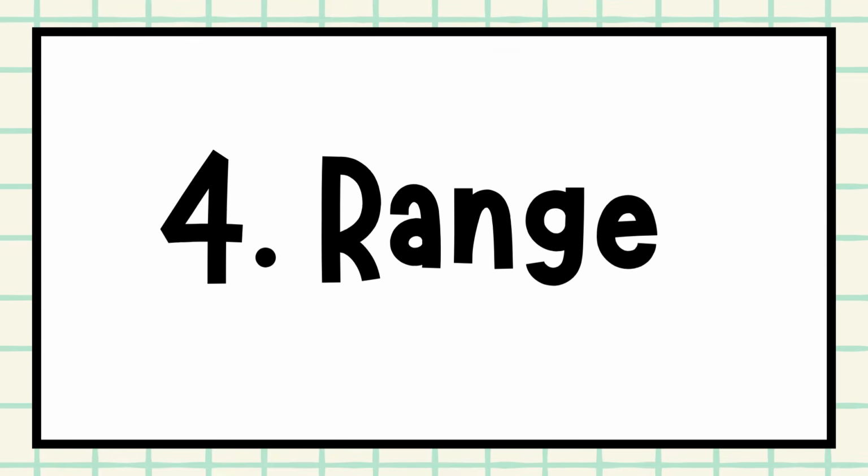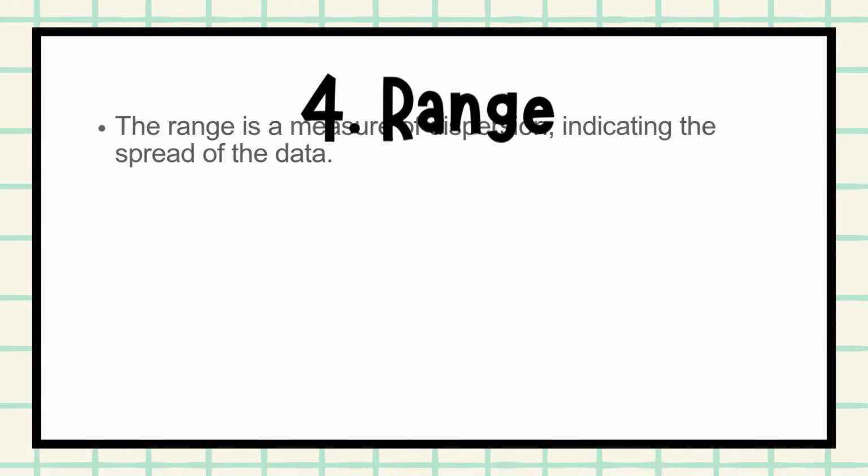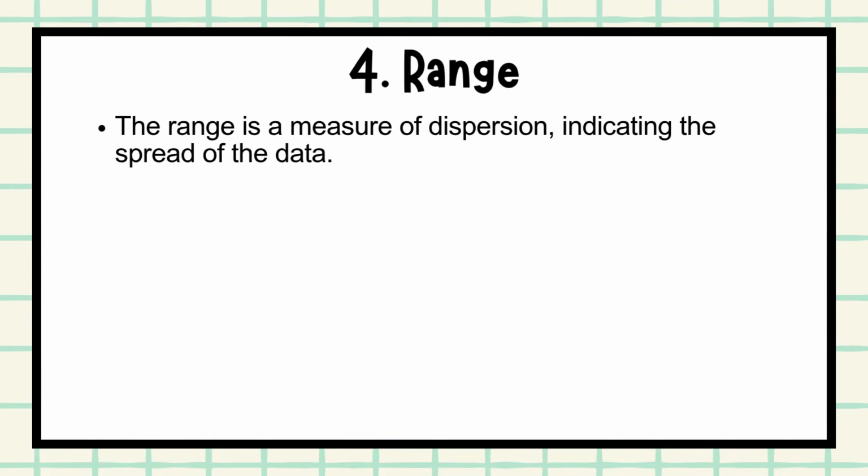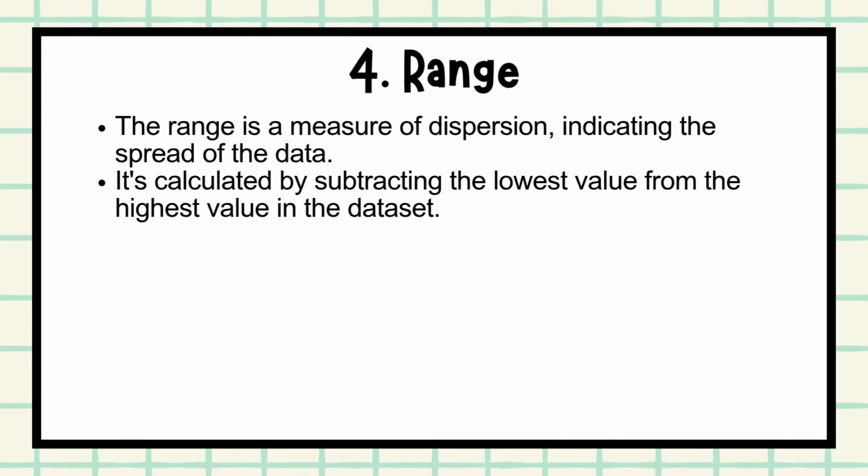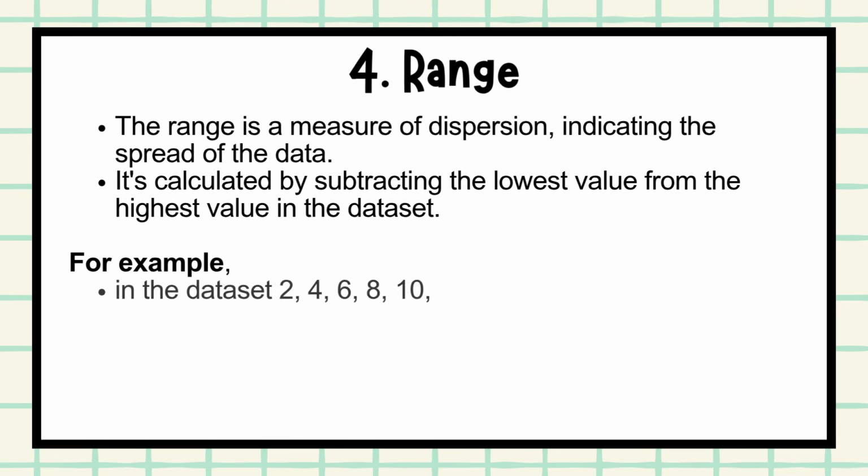Number 4. Range. The range is a measure of dispersion, indicating the spread of the data. It's calculated by subtracting the lowest value from the highest value in the data set. For example, in the data set 2, 4, 6, 8, 10, the range is 10 minus 2 equals 8.